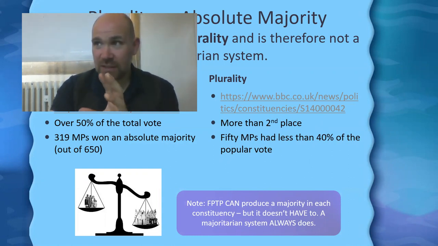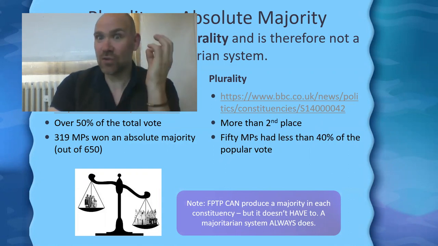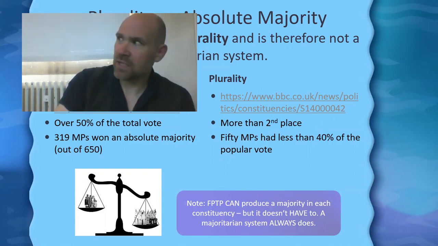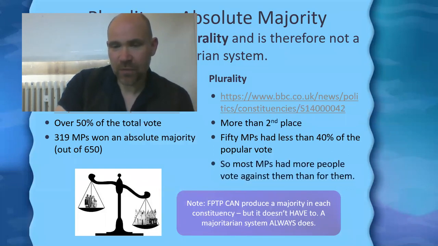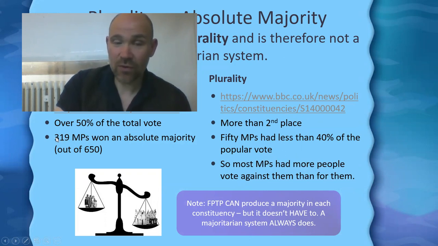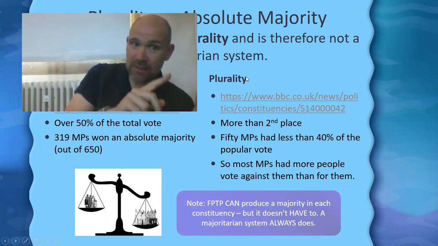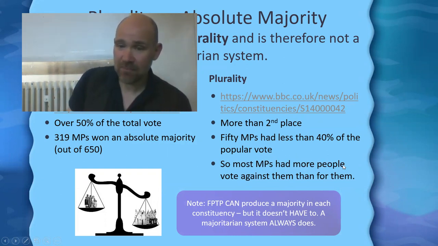That means either in the 30s, and actually there has been one that's won in the 20s before, which I think was in 2015. And to give you a nice little phrase here to kind of think about, most MPs had more people vote against them than for them. If you look at here, 390 MPs out of 650 get an absolute majority. But that means 331 MPs win a plurality. And a plurality simply means that you have more than second place.